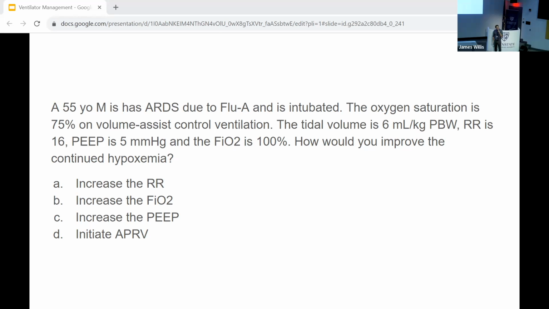What about APRV? It's not wrong, but you haven't really even exhausted the conventional stuff, right? Just start with the basics. Go up on your PEEP in increments of 2 to 5, 2 to 4, 2, and then try to recruit lung. So you're opening up the airways. You're trying to recruit more lung on that PEEP diagram.